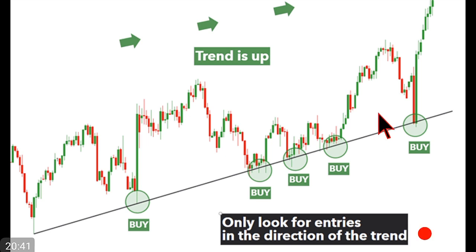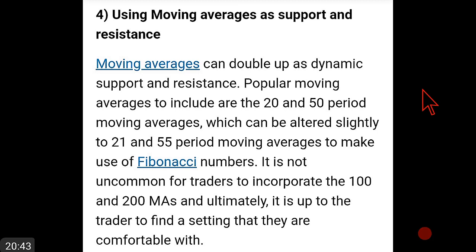All right. So lastly, guys, for the strategy, you can use moving averages as support and resistance. This works really well as well. The popular ones that are usually used are the moving average 20 period and 50 period, either simple or exponential, depending on what you prefer. Usually they act as very good support and resistance.